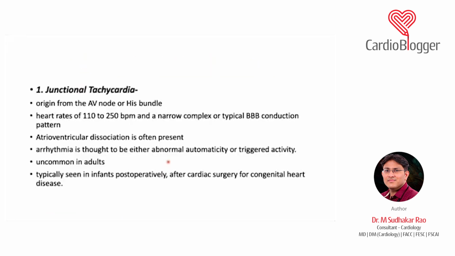Now, another group of tachycardia is the junctional tachycardia. This junctional tachycardia can be paroxysmal and non-paroxysmal. They usually arise from the AV node or the His bundle, and the heart rates are between 110 to 250. They usually have a narrow QRS or a typical bundle branch block pattern.